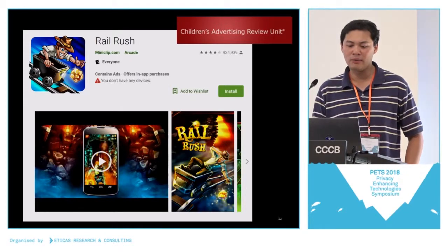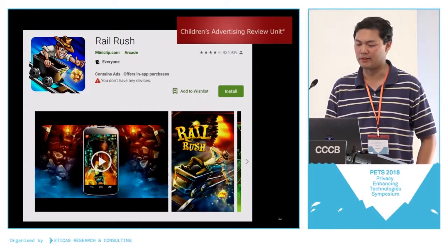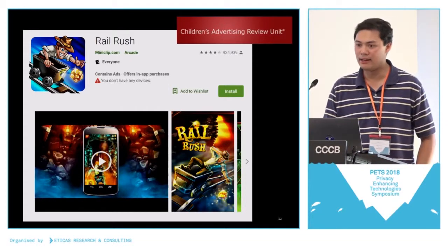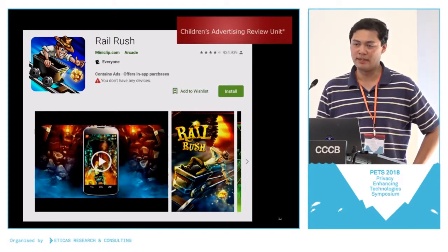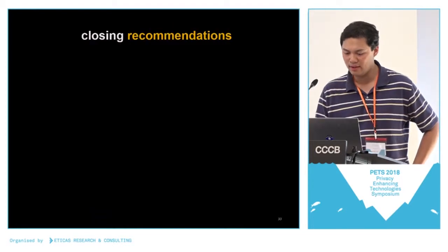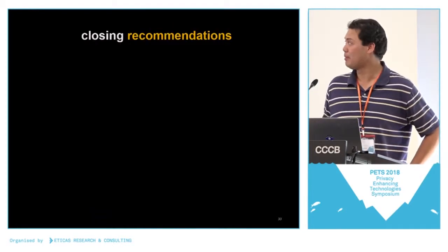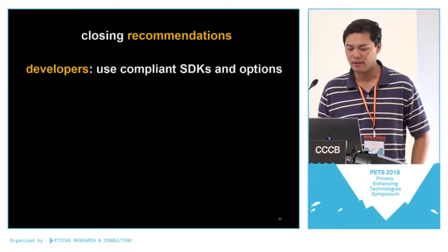we observed that not only was it sharing fine location data without parental consent, it was sharing that data with the analytics service Amplitude, whose own terms say don't use it in children's apps. So given all these results, what do we think can be done? Well, we offer recommendations to the stakeholders in the mobile app ecosystem.